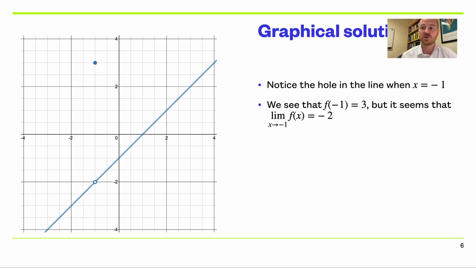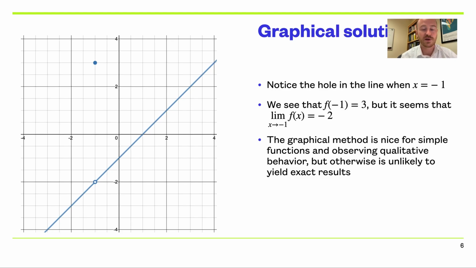The graphical method is really nice for relatively simple functions that are relatively well behaved, that don't do anything too crazy. The graphical method also allows us to observe qualitative behavior, like what types of discontinuities might exist. But for more complicated functions, the graphical method is unlikely to yield exact results. So it's nice for, again, getting a big picture overview of what's going on with a function and possibly confirming results that we observe using other methods, but it's unlikely to be terribly useful going forward.